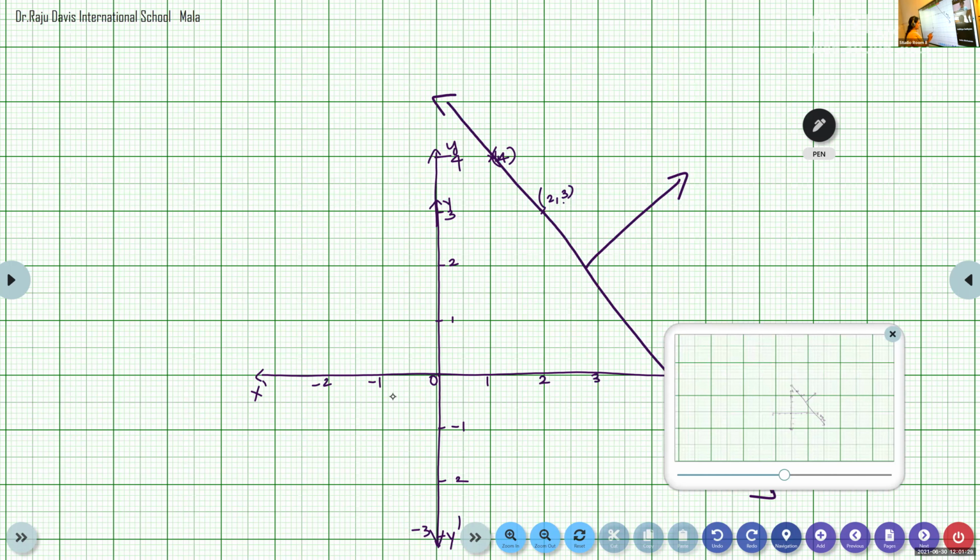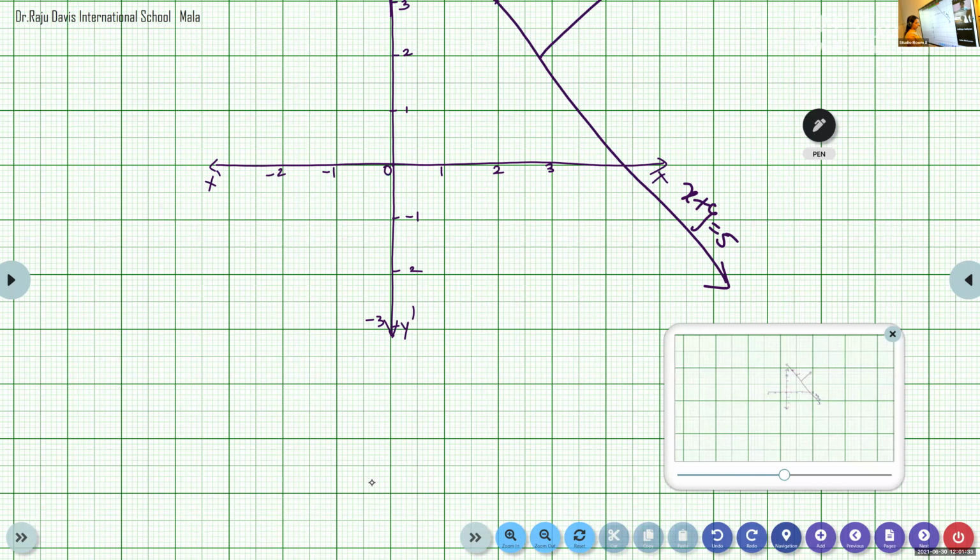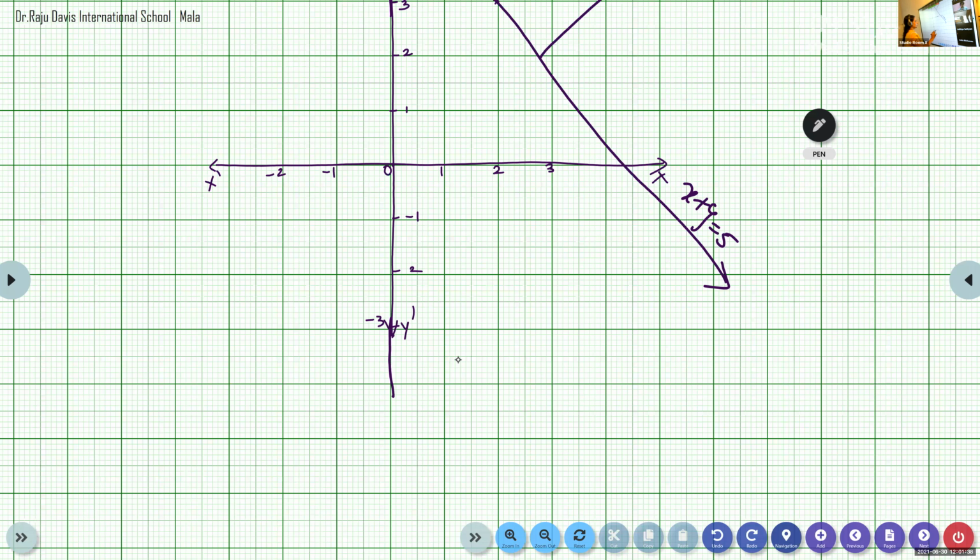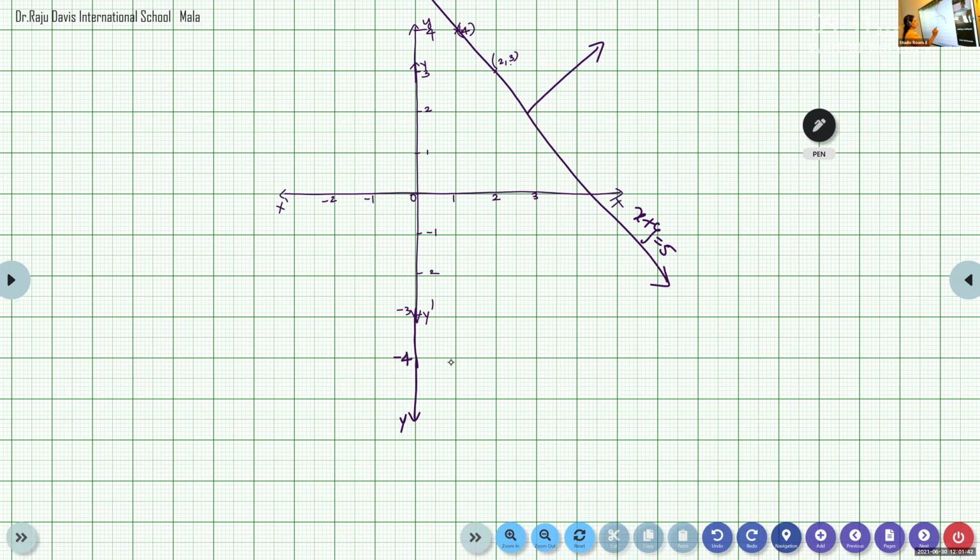I am extending it. This is negative 4 y. So 1 with negative 4, so this is the point. And what about the next point? 2 with negative 3, isn't it? So when you join this, you will be getting another line like this. And this is the line x minus y is equal to 3.